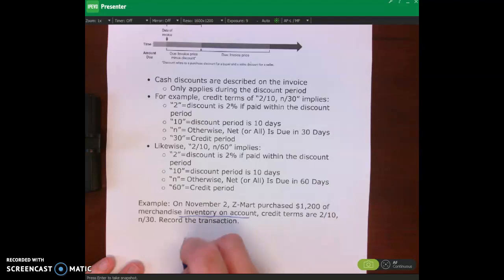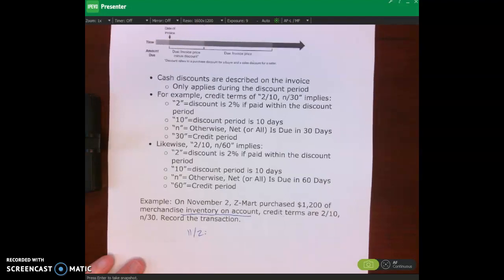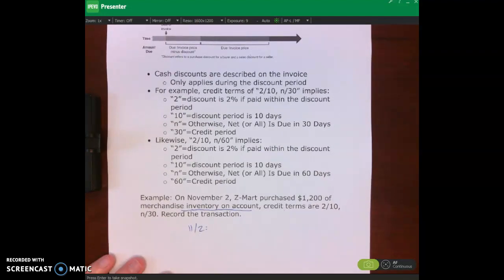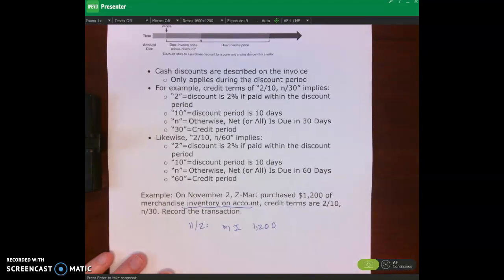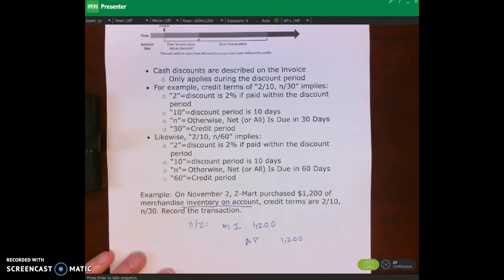Record the transactions. So on 11/2, remember on the other journal entry that we did, we purchased the $1,200 merchandise inventory for cash. So we debited merchandise inventory, and I'll do that now. Debit to MI, which stands for merchandise inventory, $1,200. And rather than crediting cash, because I'm not paying cash right now, I will credit AP, which is short for accounts payable. Debit merchandise inventory, credit accounts payable, $1,200. This is our journal entry.